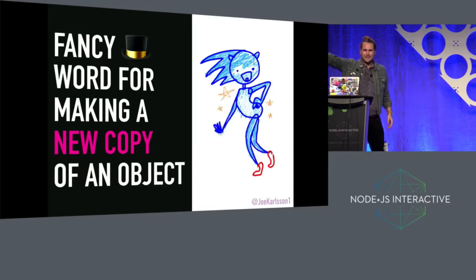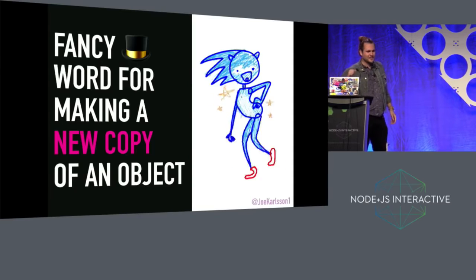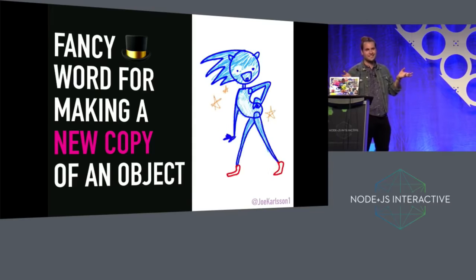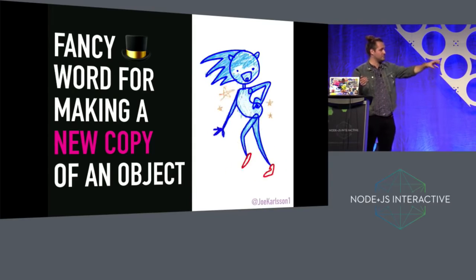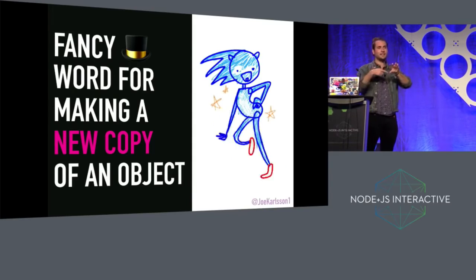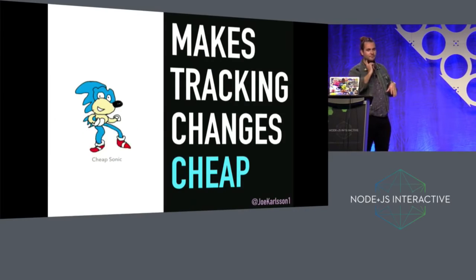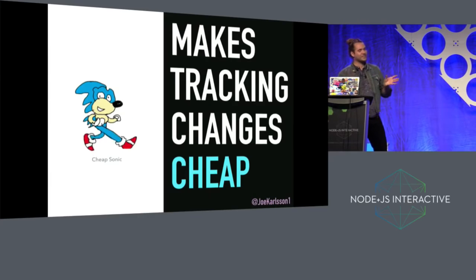This is my fancy Sonic, but poorly drawn fancy Sonic. Yeah, so it's nothing too complicated. All it means is, instead of changing that object, you make a copy of it and then change it. Why? Using immutable data structures allows us to make tracking changes cheap. And I want to show how that actually works behind the scenes.